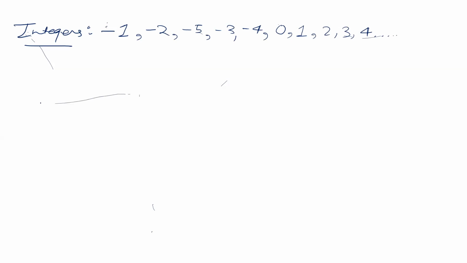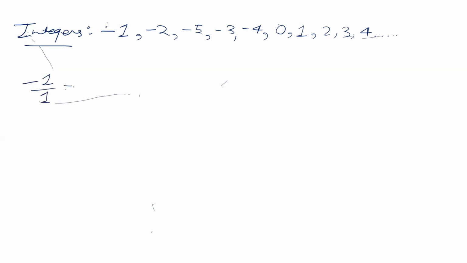Now give me 5 examples of integers. Minus 1, minus 5, minus 3, minus 4. Then 0 also, 0 is also an integer. And we can take positive integers also: 1, 2, 3, 4.